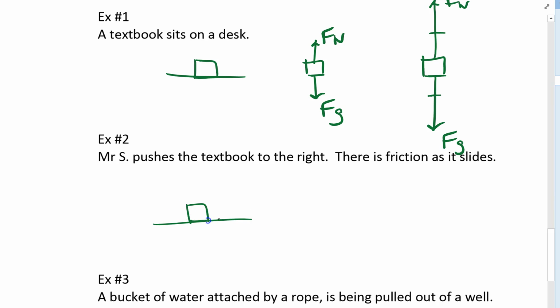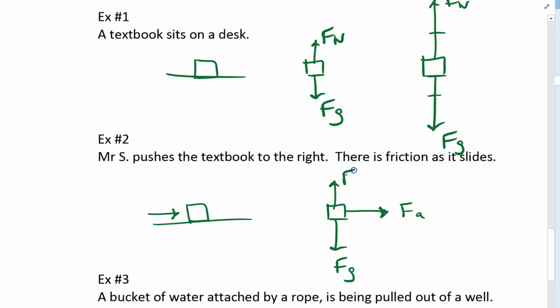Okay, so what would that look like? I'm pushing it to the right, so it would kind of look like that in real life, but in my free body diagram, this would be my force pushing to the right, so I start from the object and go away from it, and this is an applied force.